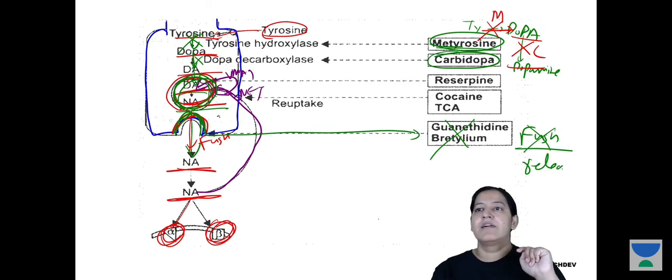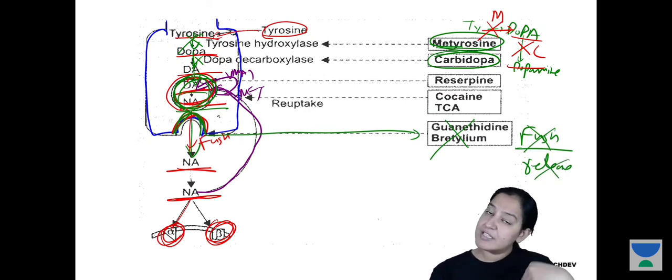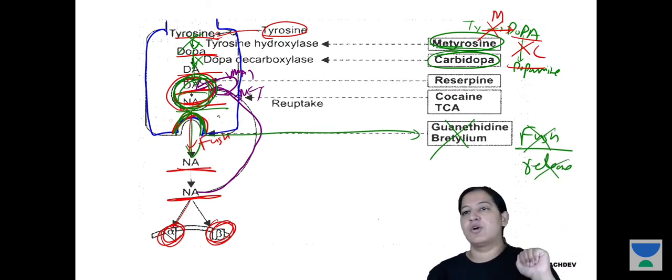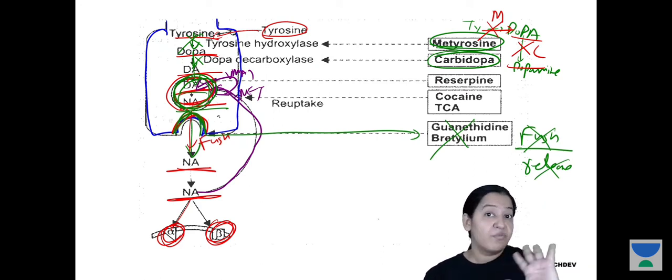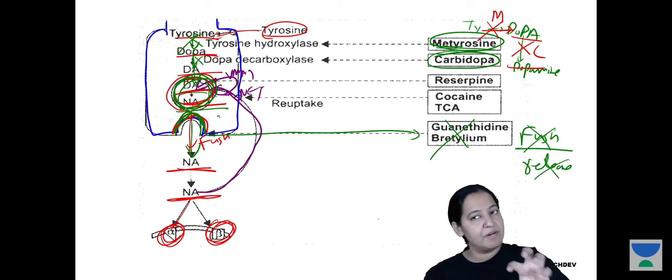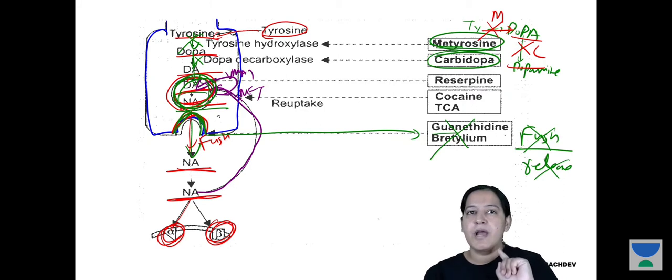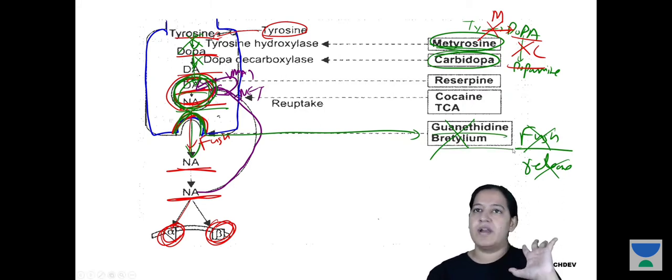So release is not taking place. Noradrenaline is present inside the synaptic vesicle in the axon, but its release is inhibited. The fusion of the synaptic vesicle with the axonal membrane is inhibited by guanethidine and bretylium. So these two are inhibiting that.